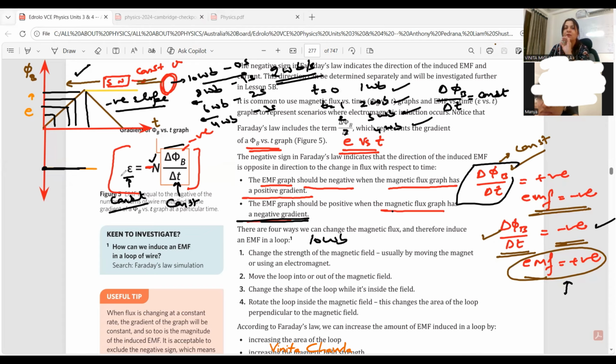And therefore EMF is a constant. But this is a positive constant this time because we are getting a negative del phi b by del t. So minus minus becomes plus, and we get a line parallel to the time axis on the positive side. So if you have d phi by dt like this, a positive gradient, then you'll draw EMF like this. Okay. And if your del phi b by del t goes like this, like this, then your EMF will go like this.